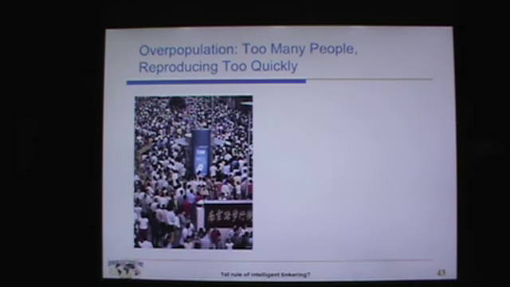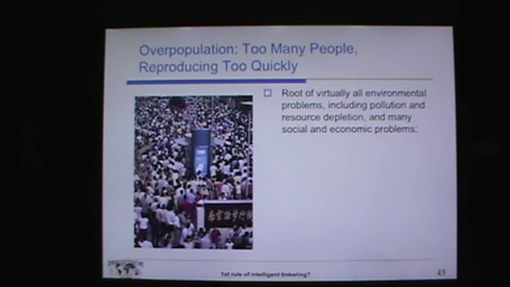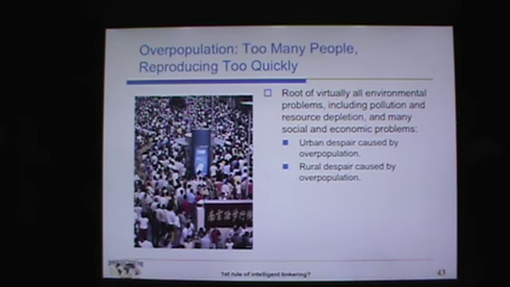So, we've seen this picture before. This is China, I believe. And this slide gets a little bit, I don't know, preachy, I guess. But the root of virtually all environmental problems, including pollution and resource depletion, is too many people. Urban despair in many places is caused by overpopulation. Rural despair is caused by too many people in rural areas doing the same thing.